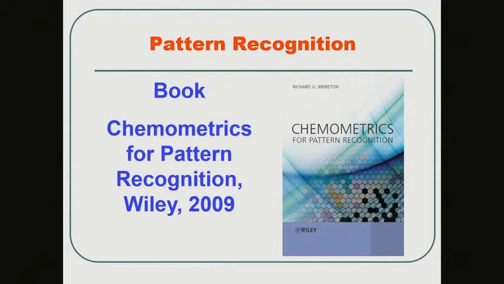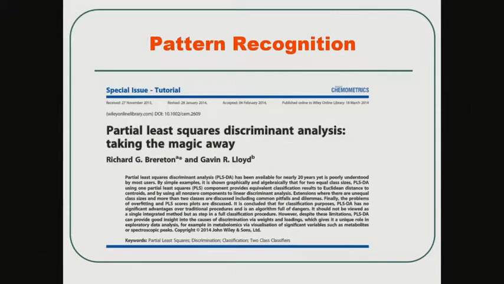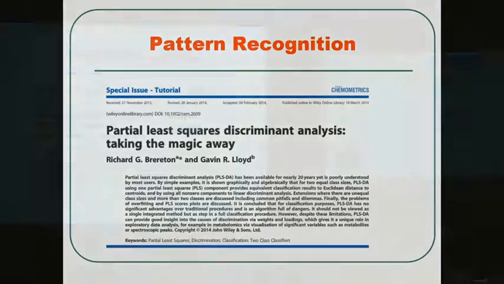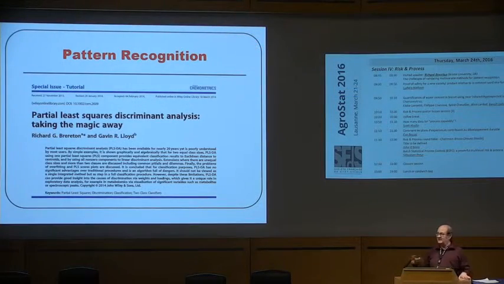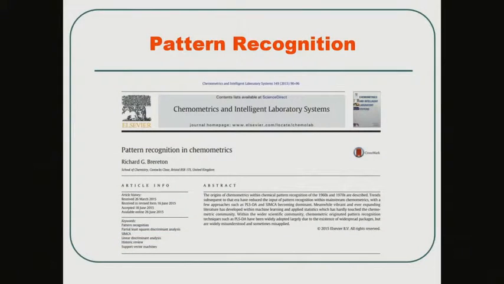This is a book I wrote a few years ago, Chemometrics for Pattern Recognition, published by Wiley. That's got a lot of the ideas from this lecture. And a couple of recent papers. A paper that was published in 2014, which was on partial least squares discriminant analysis. This is a method that I will be talking about a little bit here. I will tell you a lot about the disadvantages of using PLS. We've heard quite a few people using PLS. I think it's a method that is overused. So that's one, and another was published about a couple of months ago.